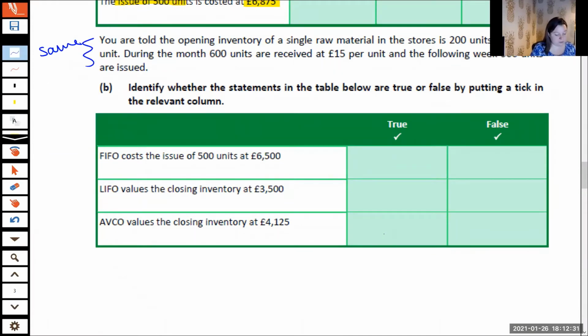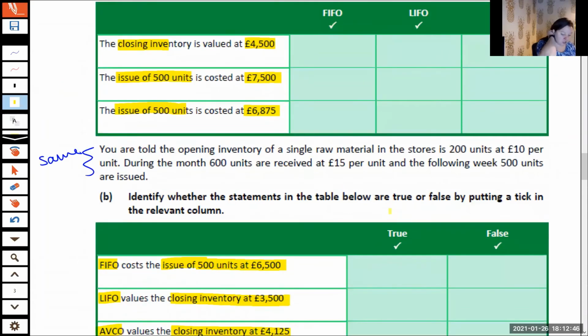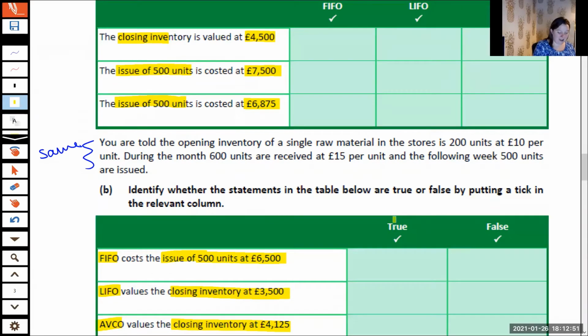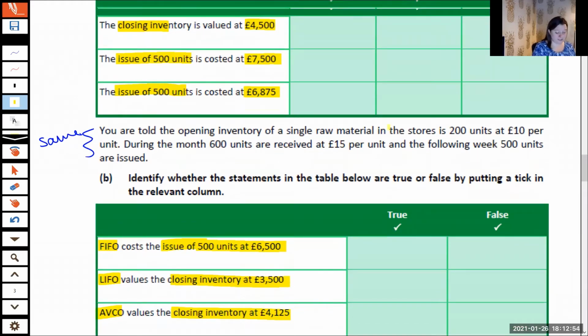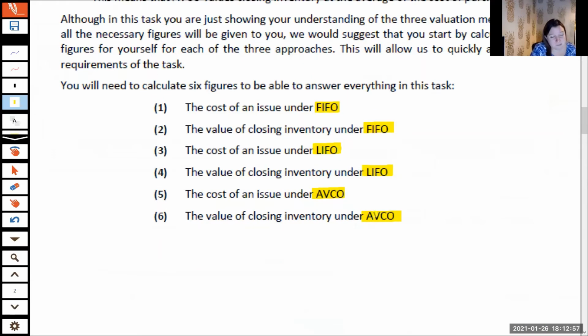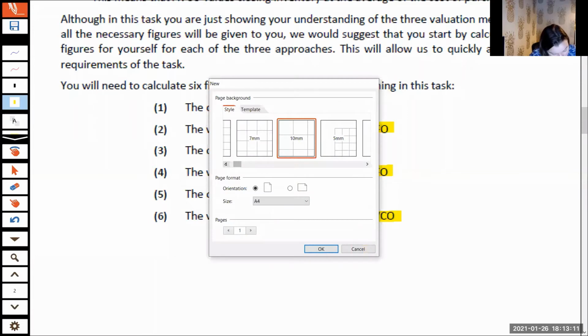Is this the cost of issue for FIFO? Is this the LIFO closing inventory? Is this the AVCO closing inventory? And you can properly tie yourselves up in knots here, because you could look at each question and try and answer that individually. But if I take a step back, I can see that actually they're asking me for all 6 of these elements. And so the best way to approach these questions is to go through FIFO, LIFO, and AVCO, and for each one, work out what the cost of issue is and the value of closing inventory. So that's exactly what I'm going to do.